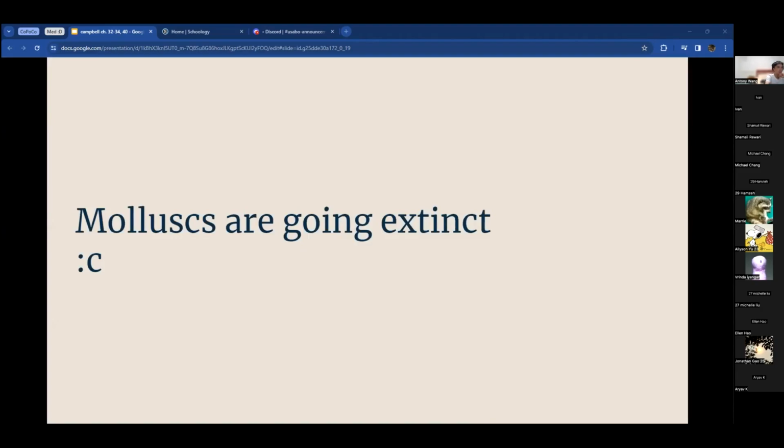Mollusks are going extinct. I think Campbell makes a note that we're going through the sixth major extinction event, and mollusks make up 40% of all extinct species. They are at high risk for going away. Very sad.